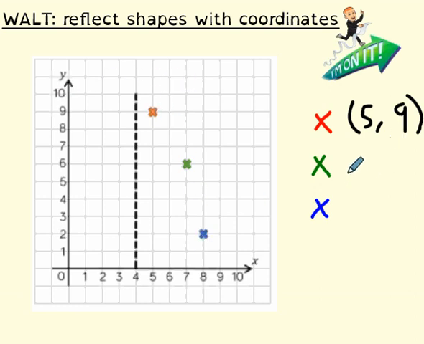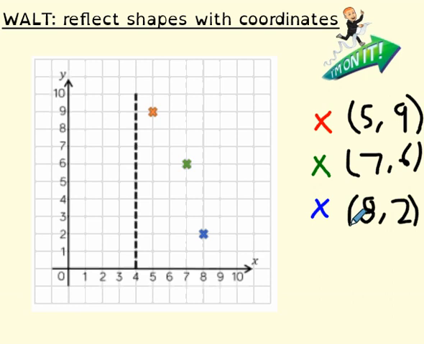The green cross then, along 7 up 6, and then finally along 8 up 2. So yeah, the question will ask you to read coordinates just to check that you've not forgotten that. It will then ask you to reflect the points in the mirror.